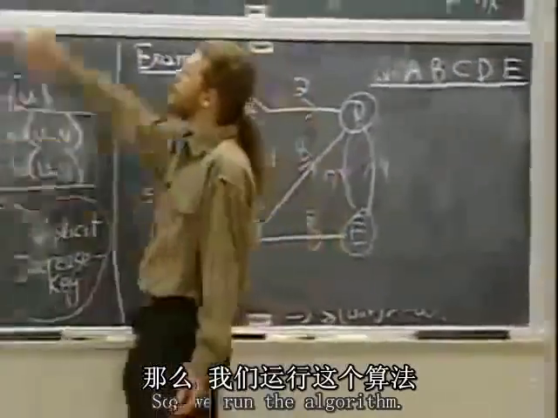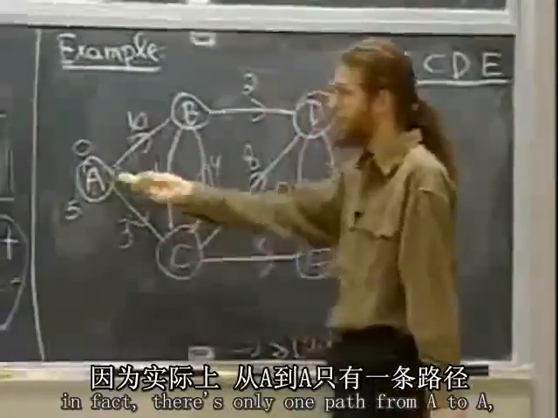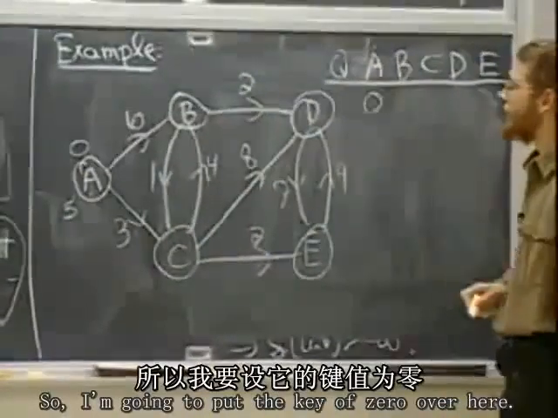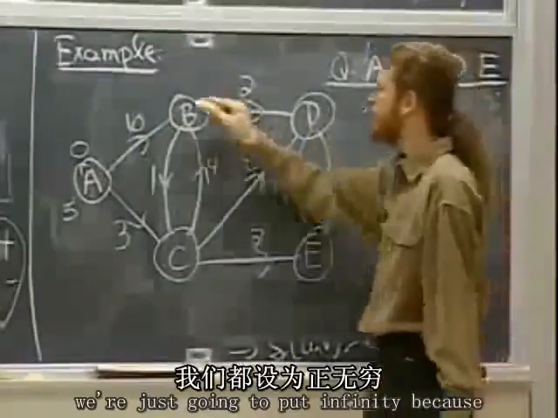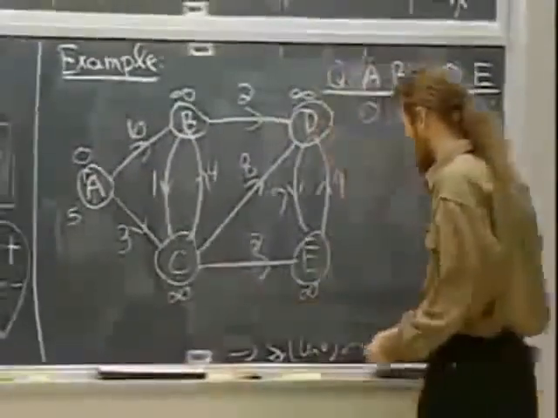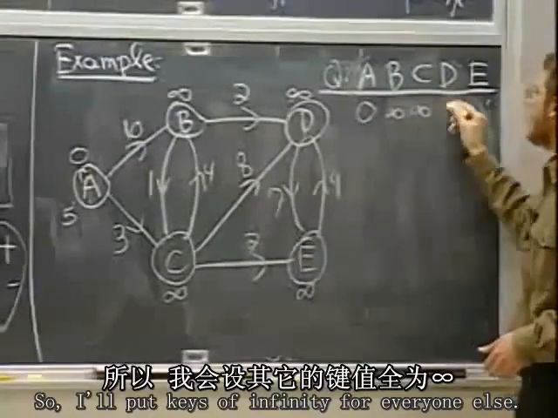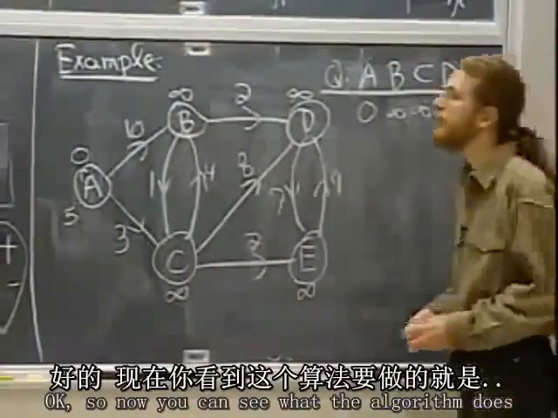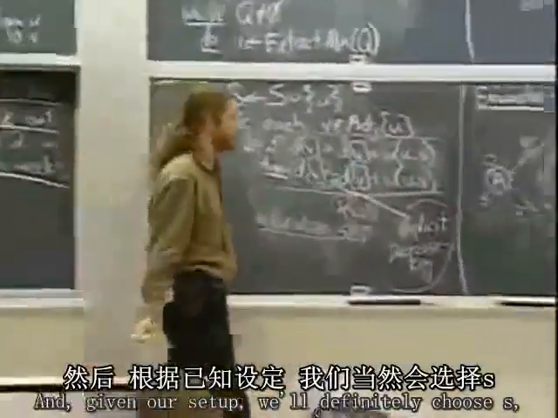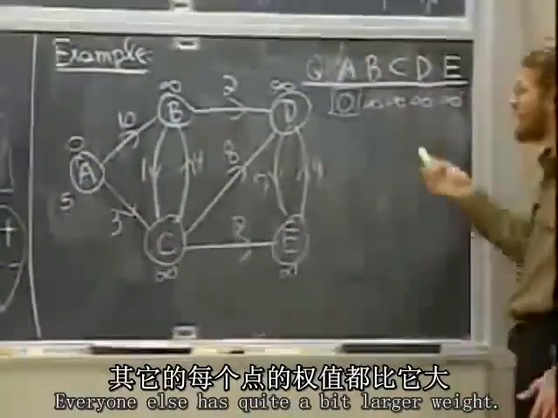So we run the algorithm. For the initialization, we set the distance estimate for our source to be 0, because in fact there's only one path from A to A, and that's to do nothing, the empty path. So I'm going to put a key of 0 over here. And for everyone else, we're just going to put infinity, because we don't know any better at this point. Now the algorithm extracts the minimum from this queue. And given our setup, we'll definitely choose S, or in this case A, because it has a weight of 0, and everyone else has quite a bit larger weight.